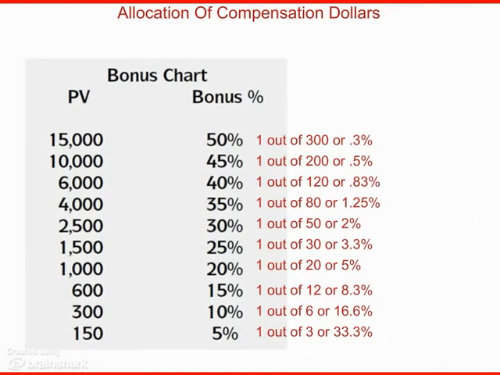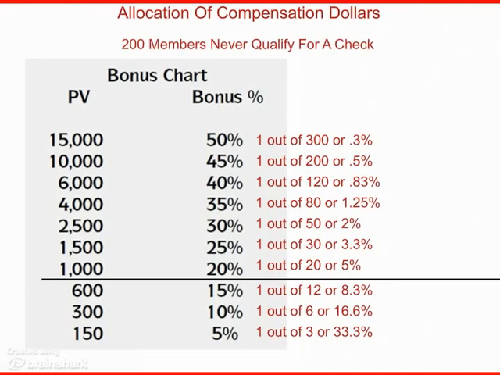If you look at the bottom level, the 150 PV level, since it takes 3 people at a $50 subscription to equal 150 PV, this indicates that a maximum of 33.3% of the people could ever reach the 5% return level. These numbers decrease significantly as you go up this bonus chart, to where at the top, the 50% level, only 1 out of 300, or 0.3%, could ever reach the 15,000 PV or 50% return level. So if we drew a line through your organization, this will help us understand how the dollars are allocated here.